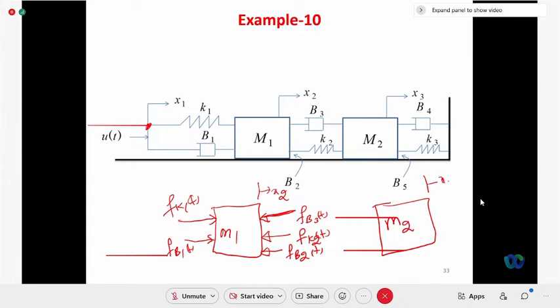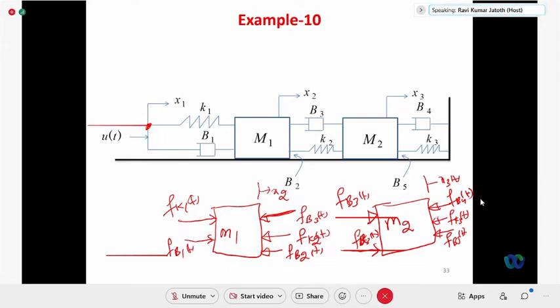So X3 is in this direction. FB4, and M2 is moving in the right direction. Will FB4 oppose or be in the same direction? It opposes. So FB4 of T. And what happens to FK3? It opposes. What happens to FB5? Opposite. And what happens to FB3? In the direction of M2. So this is FB3 of T. And what happens to FK2? Direction of X3. This is FK2 of T. So this is the free body diagram of M2.